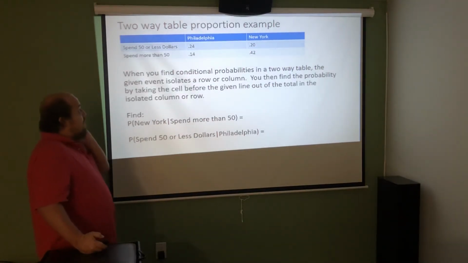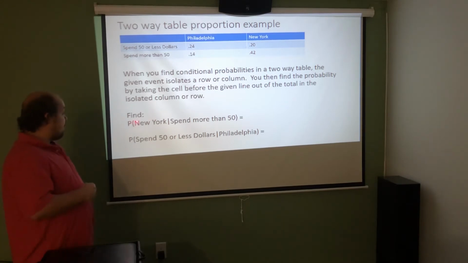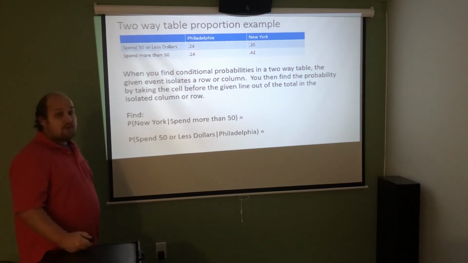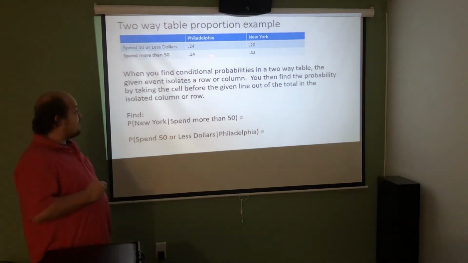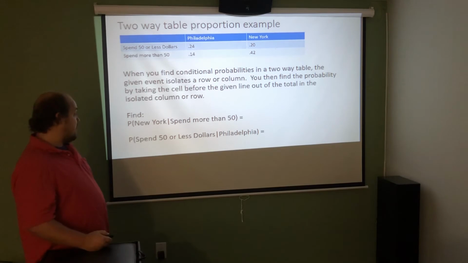If we look at it now from one of the decimal versions, here if we're trying to find the probability that they're from New York, given that they spend more than $50, we'd start by saying after the given line is spend more than 50. So spend more than 50 is this row. This row total was 0.14 plus 0.42 is 0.56. Out of that total 0.56, 0.42 were from New York. So I do 0.42 divided by 0.56 to find this conditional probability.